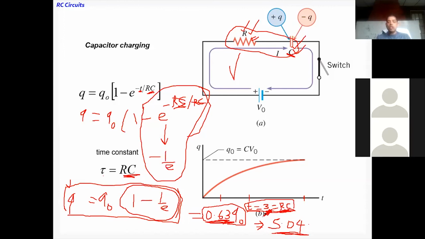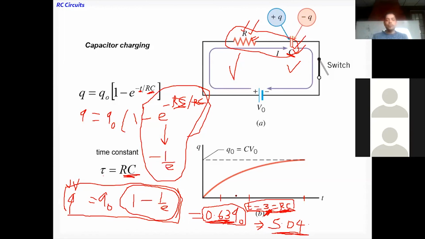Okay, what is the time constant? The time constant of a circuit like this is the time in which I'll get the charge in the device equal to 63% of the total charge. So it means your device will be charged 63%. It's not 100% charged. During that RC time, your device is just charged 63%. Is it clear now?